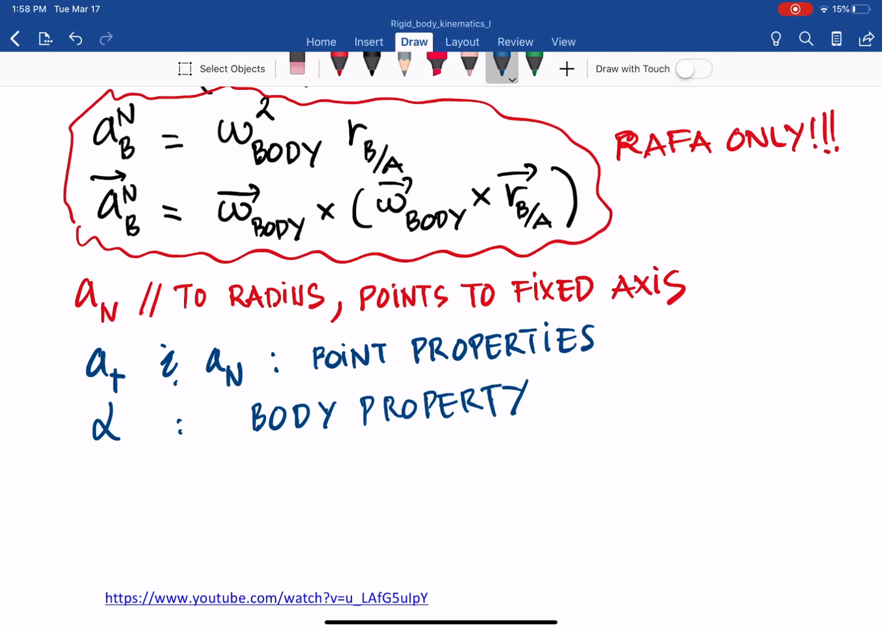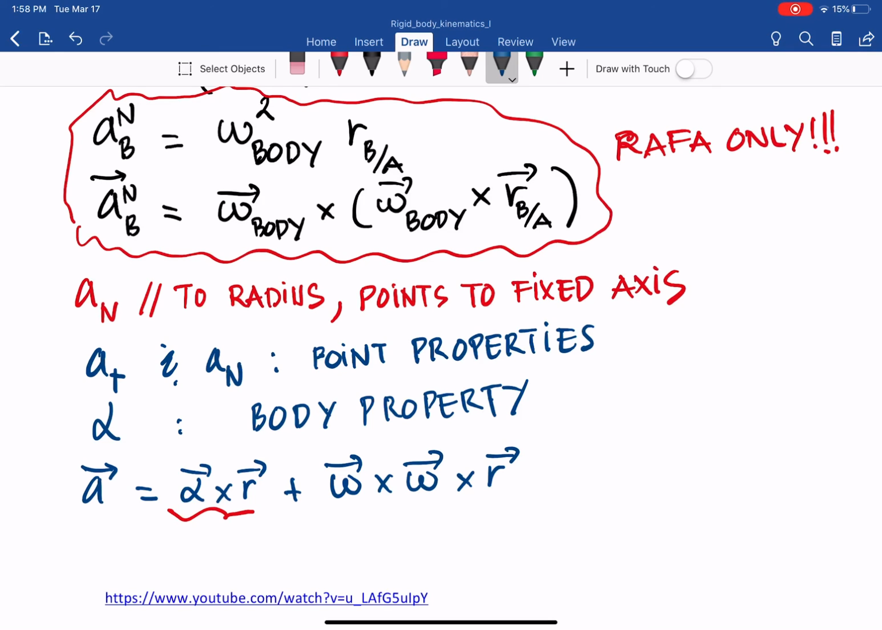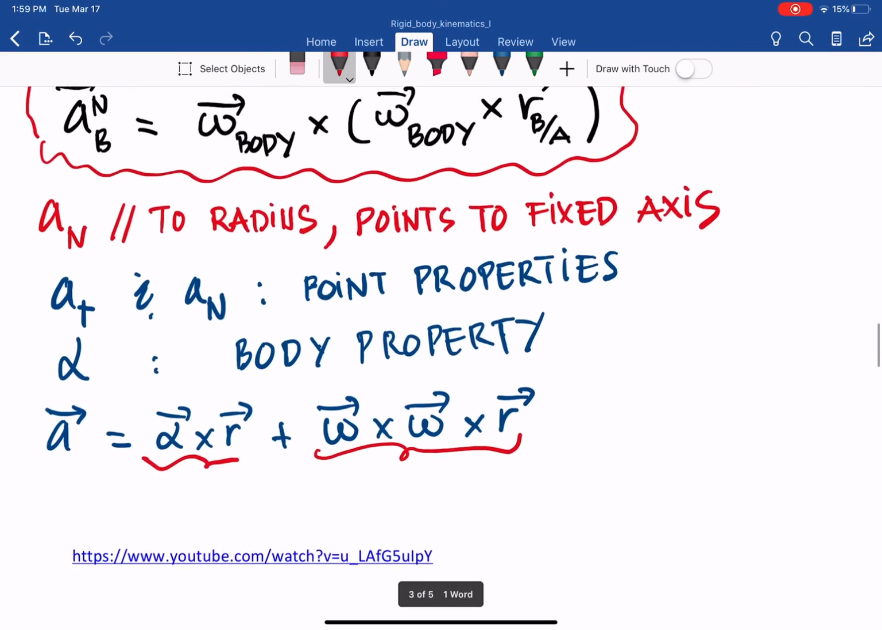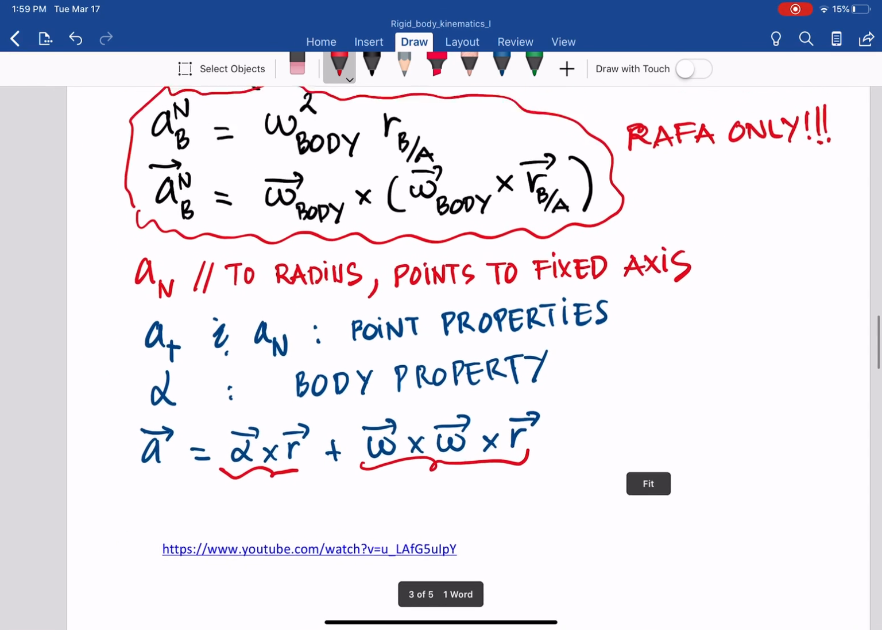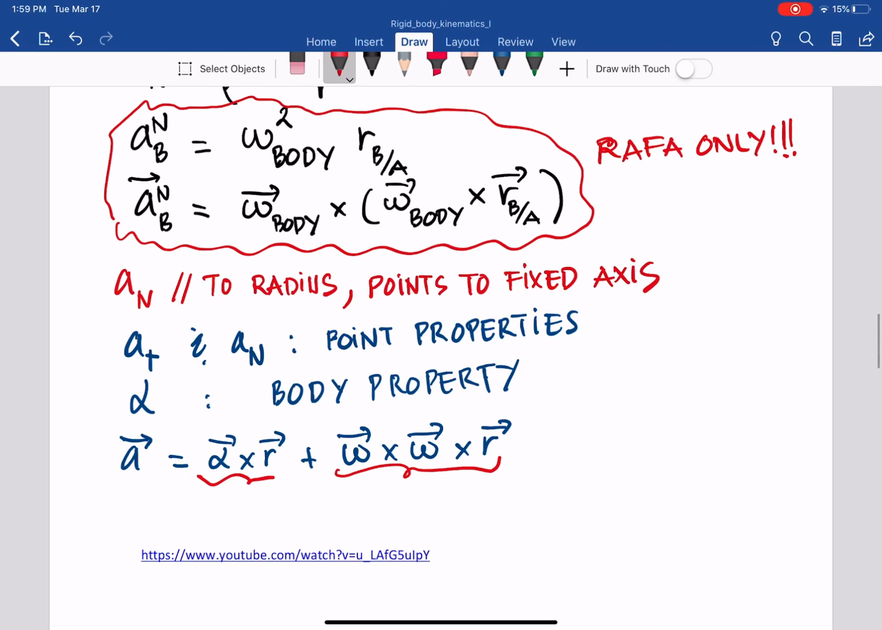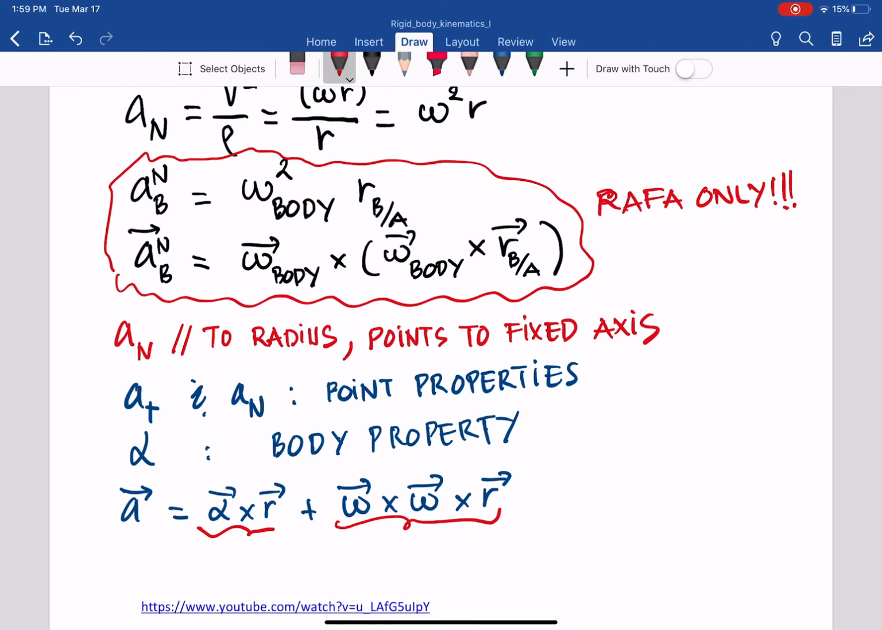So the total acceleration of a point includes two components. We have alpha cross r for the tangential component, plus the normal component, which is omega cross omega cross the position vector, and these two components are perpendicular to each other. And I will post the YouTube link for the first video, and I also posted it in the notes in there. So with that, let's stop here for this video. The next video will be very short, emphasizing the importance of point and body properties.